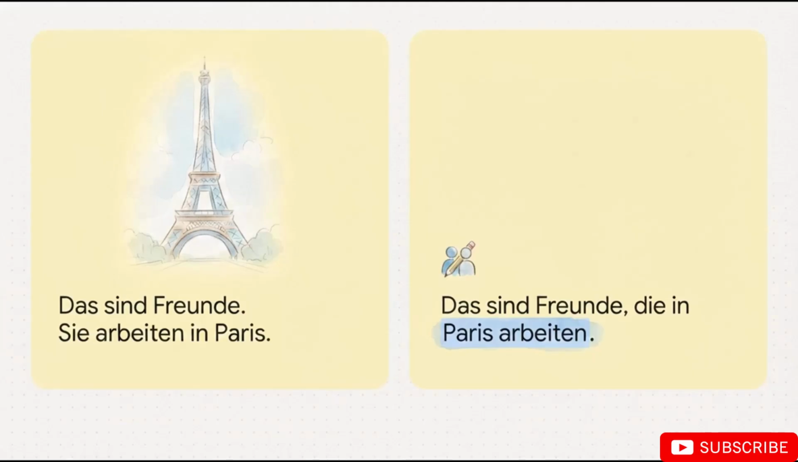And finally, let's look at a plural scenario. Das sind Freunde. Sie arbeiten in Paris. These are friends. They work in Paris. Since Freunde is plural, we use the plural pronoun die. The result? Das sind Freunde, die in Paris arbeiten. See how, whether it's masculine, feminine, neuter, or plural, that structural blueprint literally never changes.